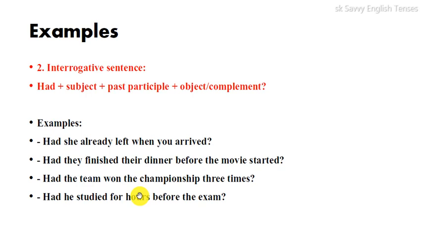Okay, the second one is the interrogative sentence. And you know the formula for the interrogative sentence in the past perfect tense is had plus subject plus past participle plus object. And we can make sentences according to this formula.